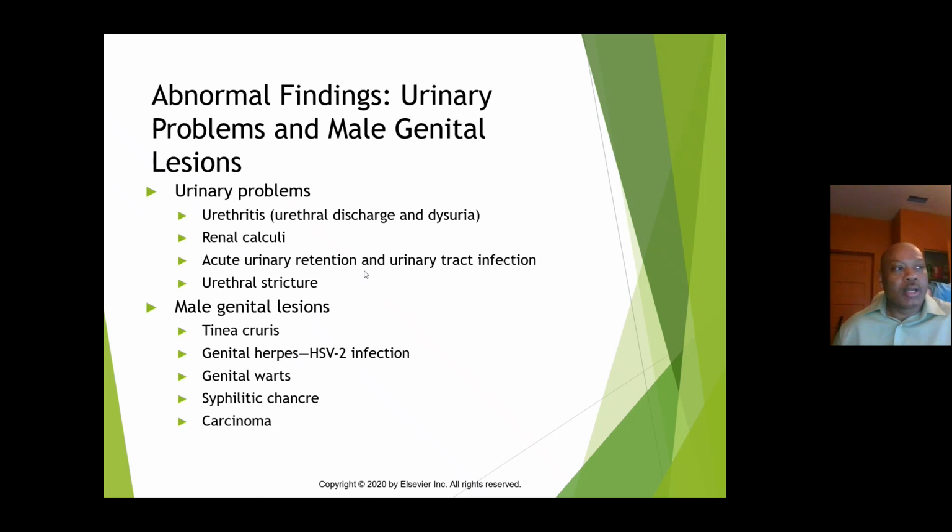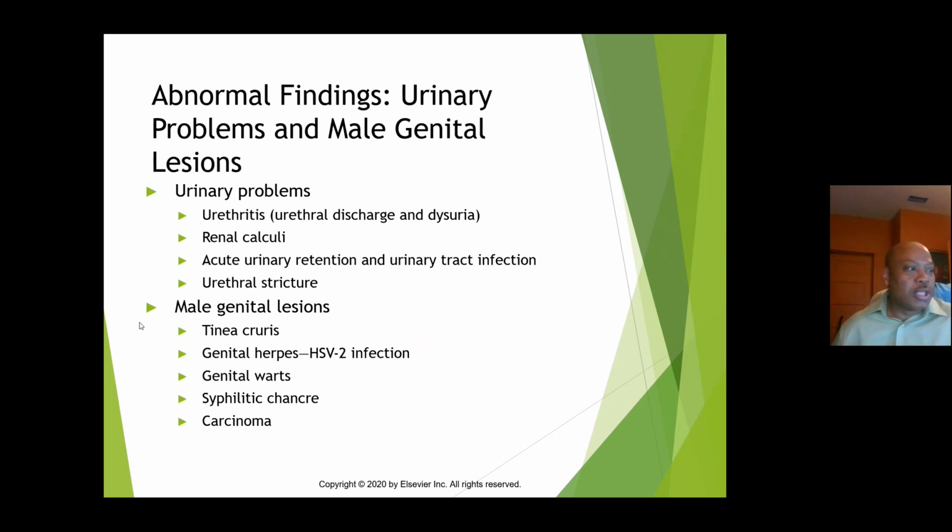Just the retention alone can cause an infection because that urine is not freely flowing out of the bladder, and so it's staying stagnant where bacterial growth can thrive. And then there's the urethral stricture, where there's like a constriction, if you will, maybe due to some inflammation or something along those lines. This information, by the way, is on page 703 to 705.